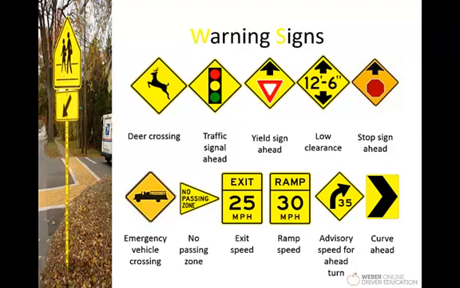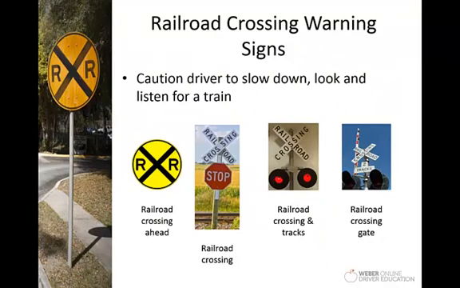This is the speed that they're telling you to look for the curve ahead. You only go 35 miles an hour, and here strictly is curve ahead. Okay, next is railroad crossing signs. What these signs are communicating to you is to slow down, look, and listen for a train.